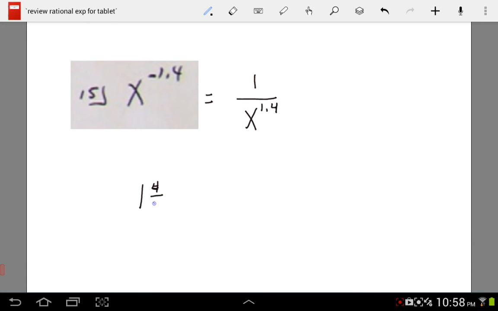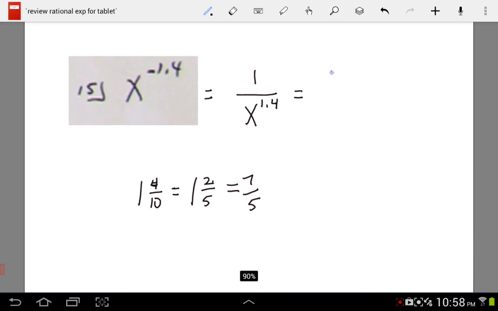Now 1.4, let's write that in terms of a fraction here. That would be 1 4/10. And 1 4/10 would reduce to 1 2/5. And 1 2/5 here, that would be 7/5. Okay, so now let's rewrite that as 1 over x to the 7/5. Now we can put it in radical form. So this would be 1 over the 5th root of x to the 7th.